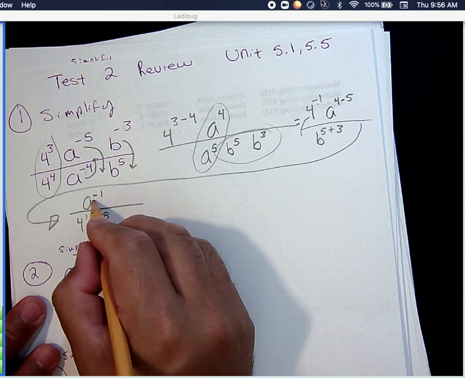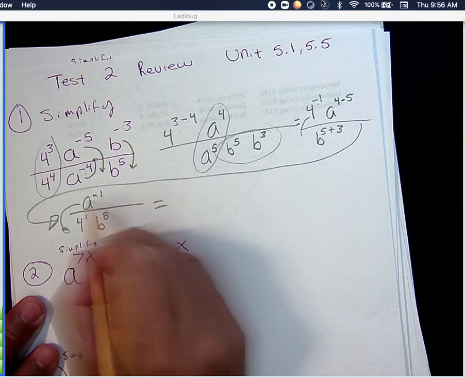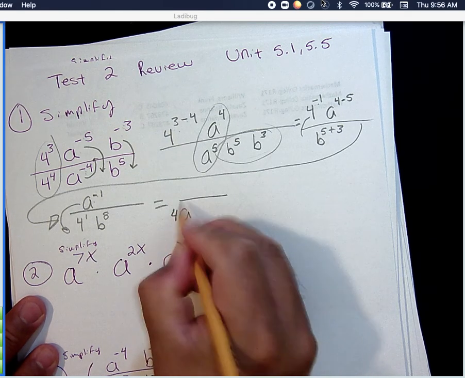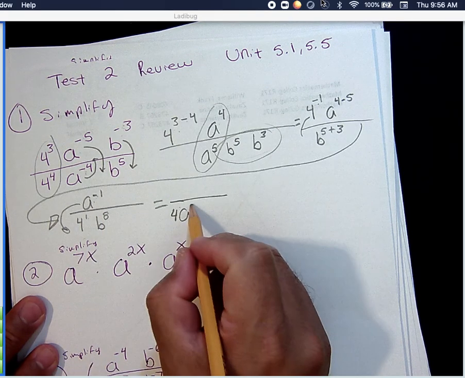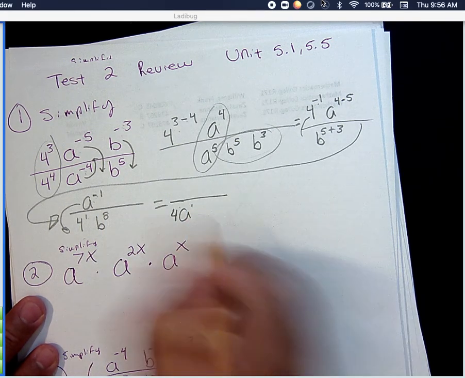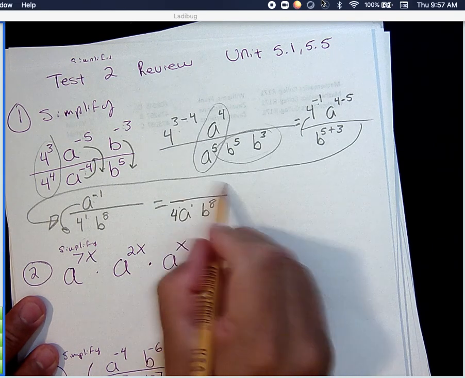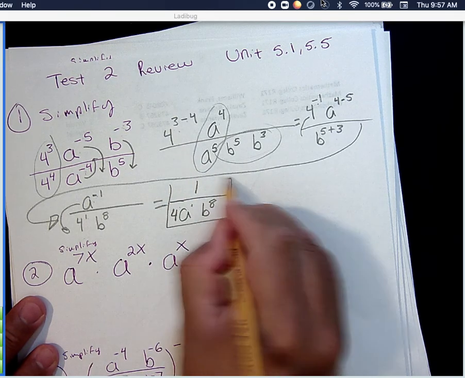So again, that one I'm going to have to bring down because it's a negative. So at the end, you're going to have the 4 first. 4 to the 1, we don't need the 1 anymore. Then the a, we don't need the 1, it just became a positive. And then the b to the 8 stays down here. And since we don't have anything, remember you need to put a 1. And that would be the answer for 1.